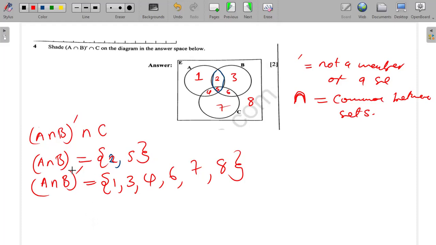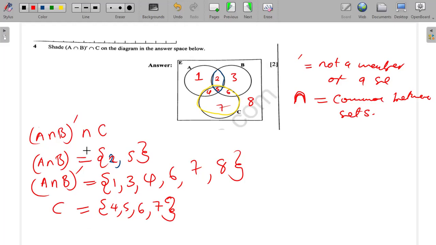The next thing is to find my set C. I ask myself, what are the members that are part of set C? Set C is this one here, which I label in yellow. So let's list the members in set C: 4, 5, 6, and 7.